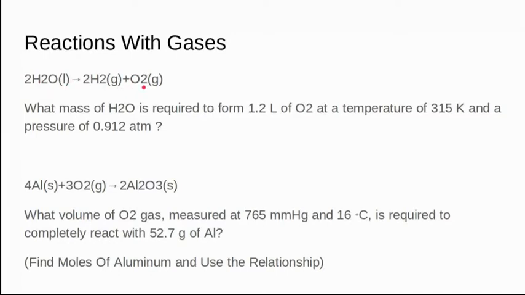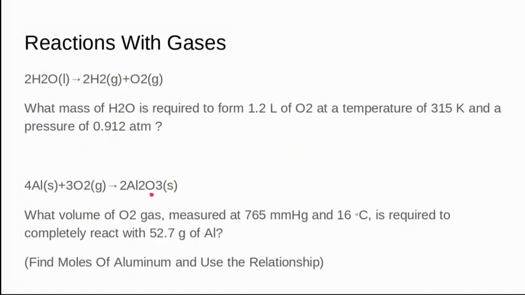So if we're saying we have 1.2 liters of oxygen at a temperature of 315 K and a pressure of 0.912 atmospheres, and we're trying to find mass of H2O, we're going to need 2.4 liters of hydrogen, since if there's 2 moles, 2 particles, 2 liters of water, there's 1 mole, 1 particle, 1 liter of oxygen gas. So if there's 1.2 liters, you'll need 2.4 liters of water, and then just plug the other values into PV and RT.